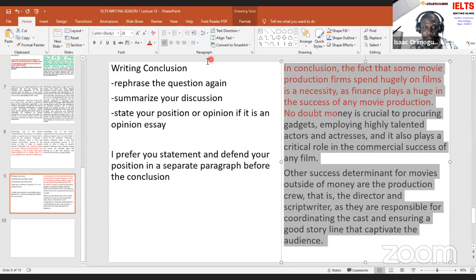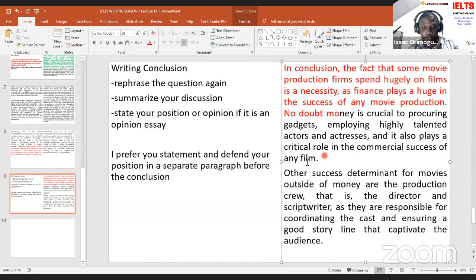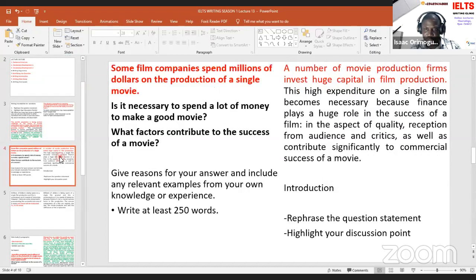Okay, this is the summary of everything that I actually said in the essay. Now I can put it together. Other success determinants. I'm trying to see if there's any gap. So here, the one I painted in red is the space where I used to reiterate the question. I don't need to start it the way I started the introduction. This was my introduction: a number of movie firms invest huge capital in film production. This high expenditure on a single film becomes necessary.